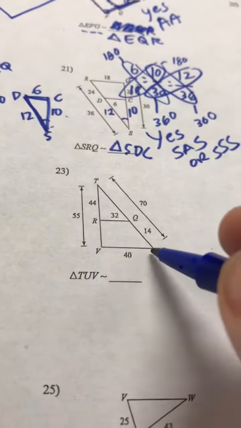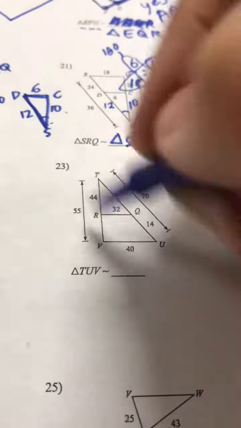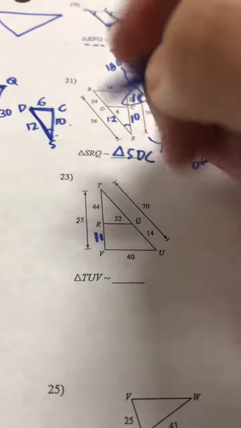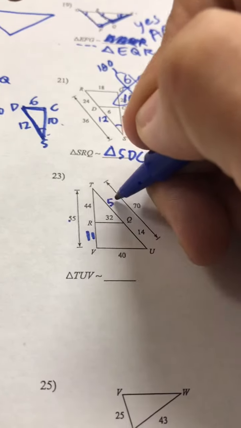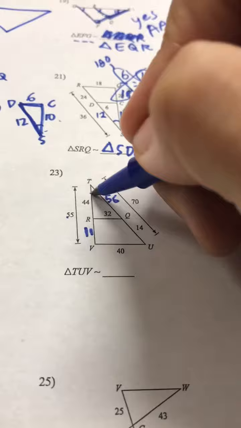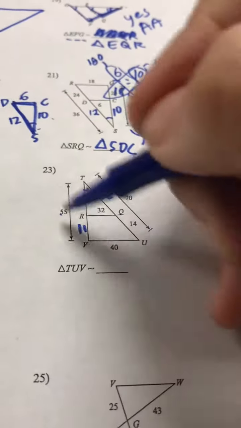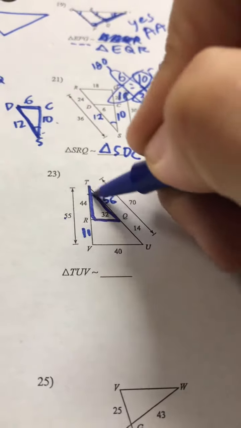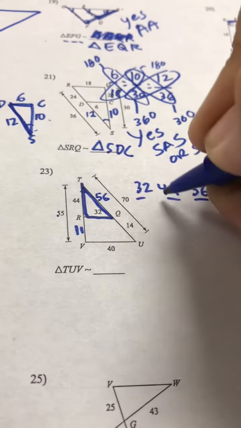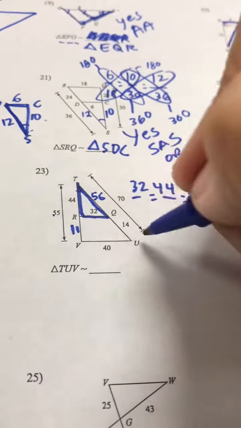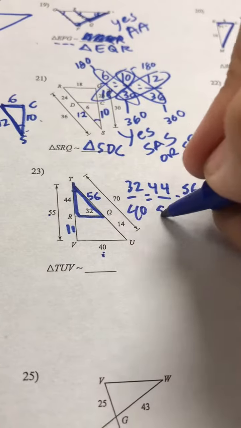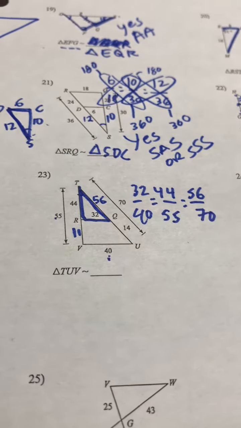All right, another one of these. So this would be 11 because 55 minus 44 is 11. And if the whole thing is 70, this would have to be 56. Okay, so let's set this up. We know that angle's a match. So let's just set them up small, medium, large. 32, 44, 56 for the baby. Small, medium, large, so the small is 40, medium 55, large is 70.